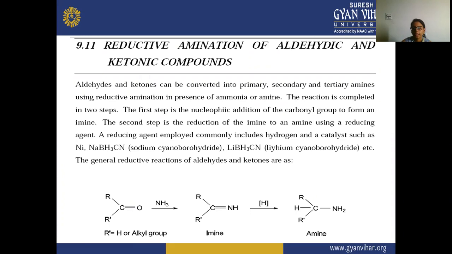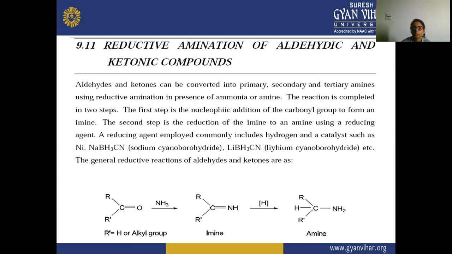So in this, the aldehydes and ketones, that are the carbonyl compounds, can be converted into primary, secondary, and tertiary amines using reductive amination in the presence of ammonia or an amine, and the reaction is completed in two steps.